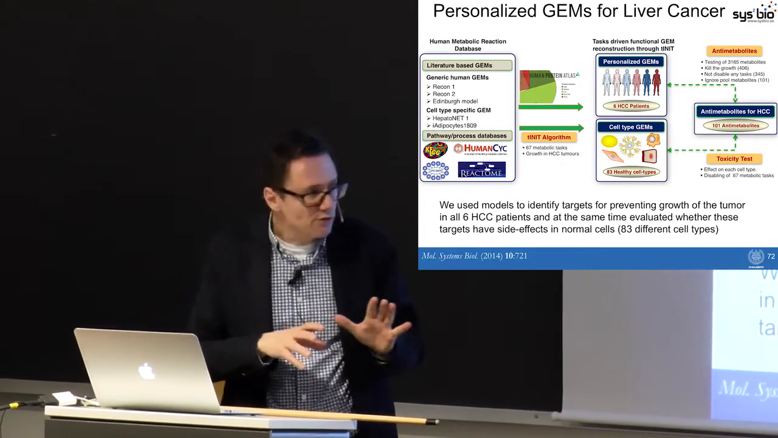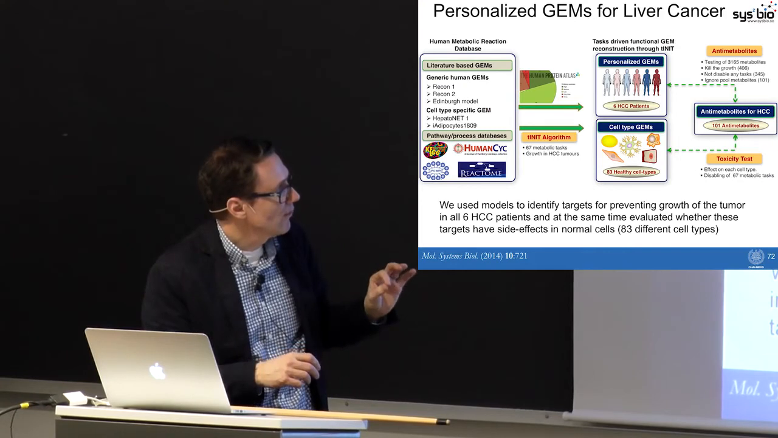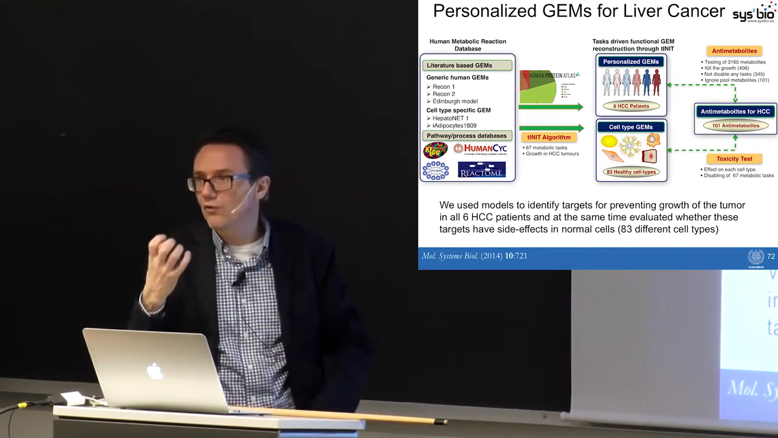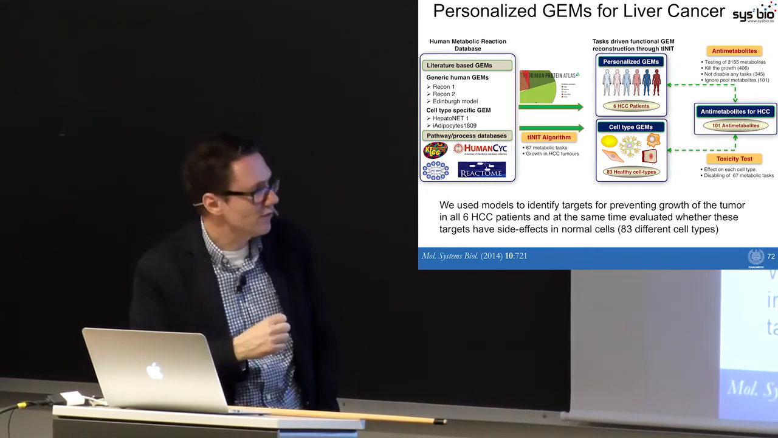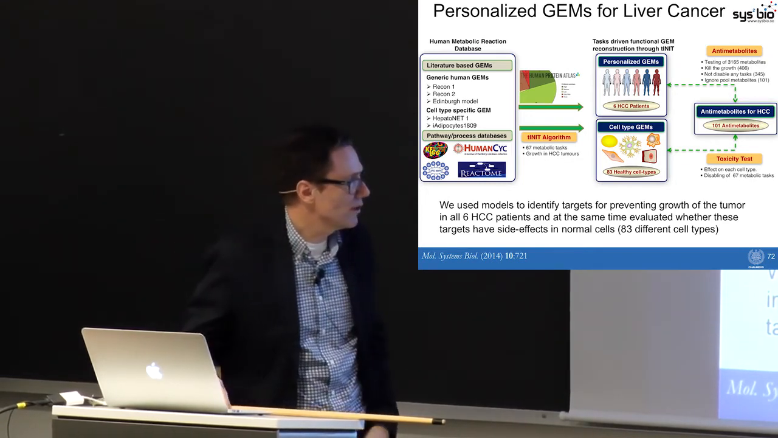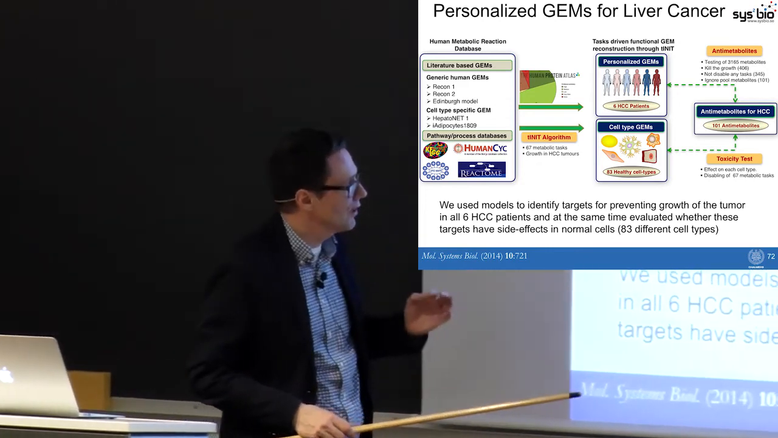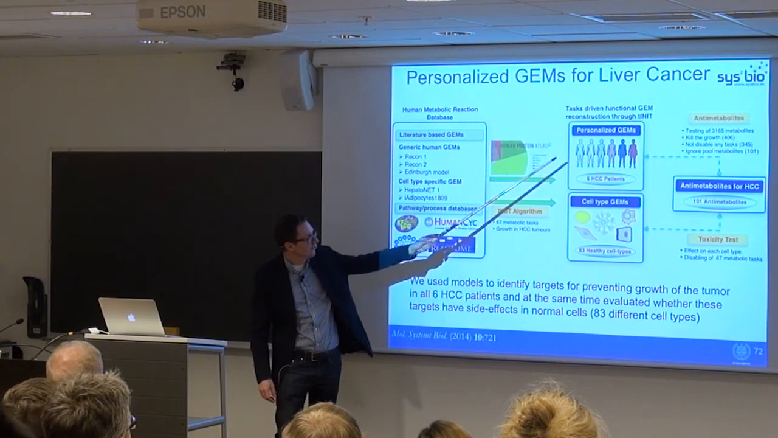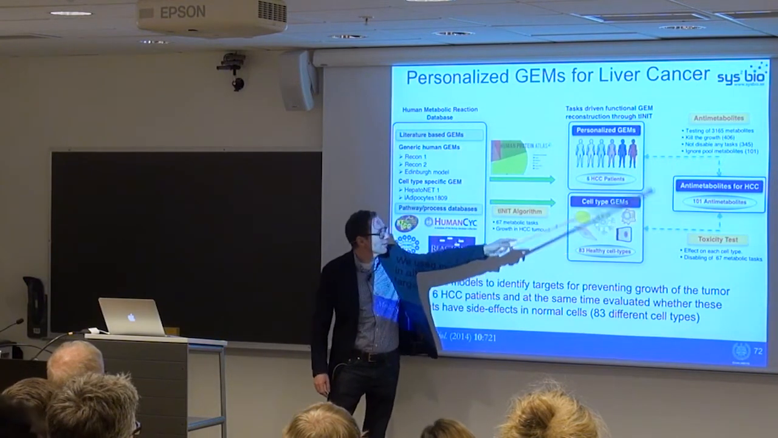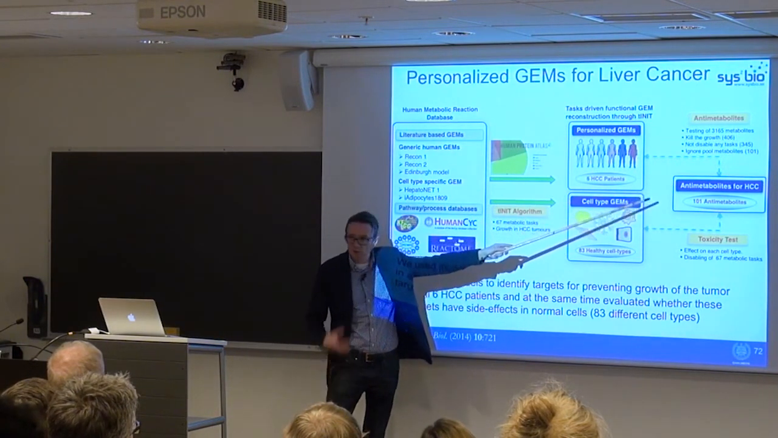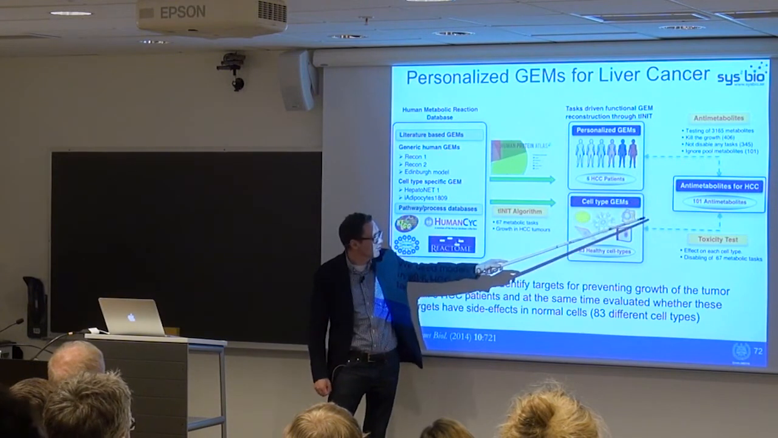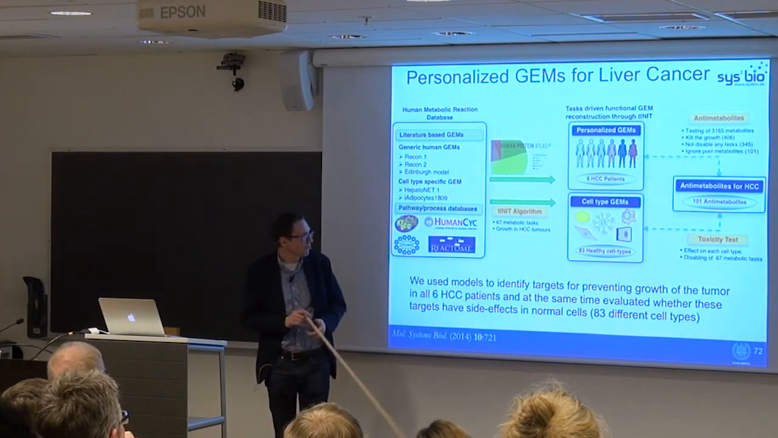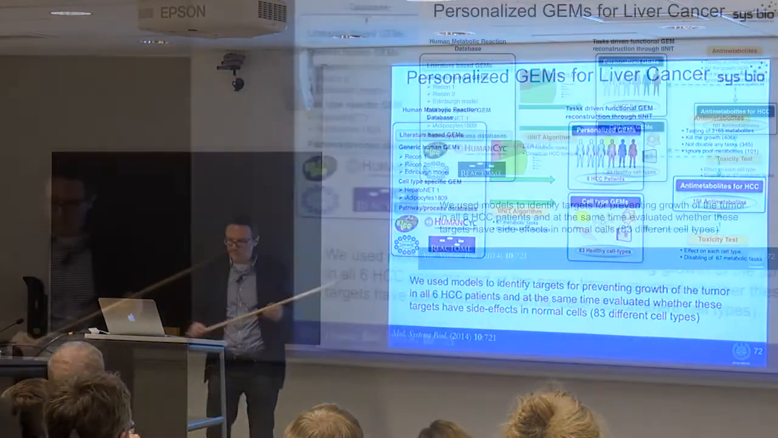We then wanted to see if we could find computational targets that would hit the metabolism in all 6 subjects or all 6 cancers. But of course we also wanted targets that would not kill metabolism in the healthy cells. So we ran a search for so-called anti-metabolites that would kill the tumor or prevent tumor growth in the 6 tumors, but not prevent growth of the 83 healthy cell type models. So this was kind of a toxicity test.